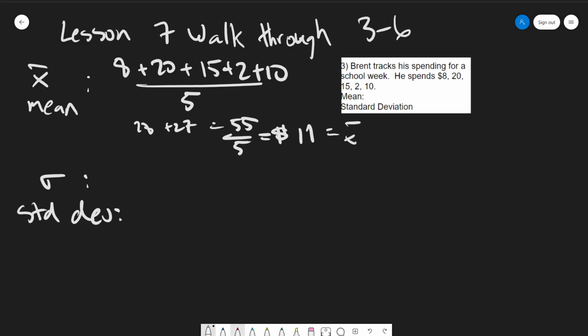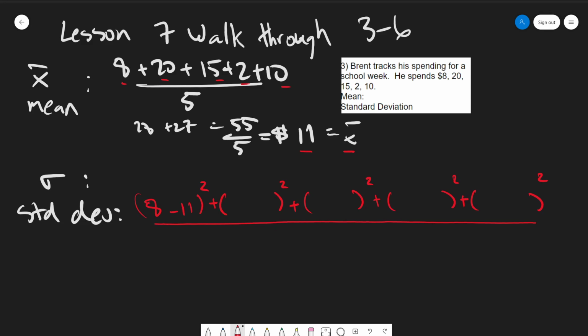Now we're going to find our standard deviation. So let's think about how we're going to do that. We're going to take each term and subtract it by the mean. So 8 minus 11, and then we're going to do the power of 2. Then we're going to do that for each term. So you can even build it out if you want, since we know we've got 5 terms, and we know we're going to divide by that also. So what's our next term? 20 minus 11, then we got 15 minus 11, 2 minus 11, and 10 minus 11.